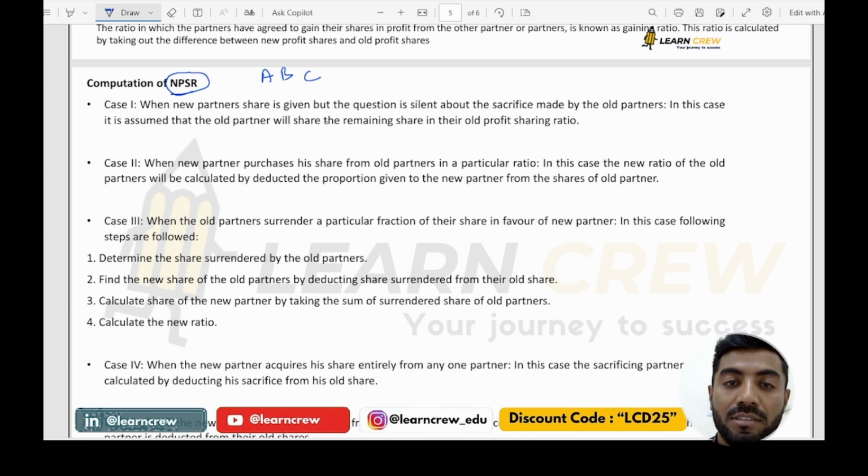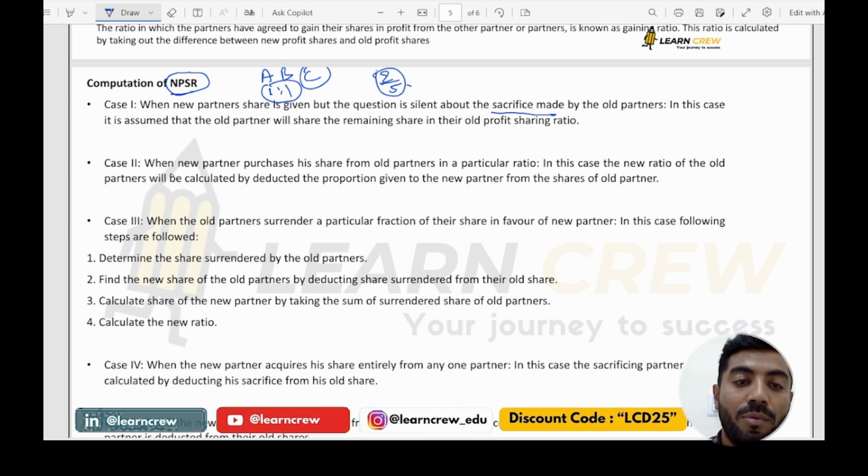Case 1: when the new partner's share is given, but the question is silent about the sacrifice made. Say, for example, C is a new partner and the new partner's share is given as 2/5. But the question is silent about the sacrifice made by the old partners. In this case, we will assume that the old partners will share the remaining share in their old profit sharing ratio. Say, for example, they have 1:1. In this ratio only they'll be sharing the remaining share.